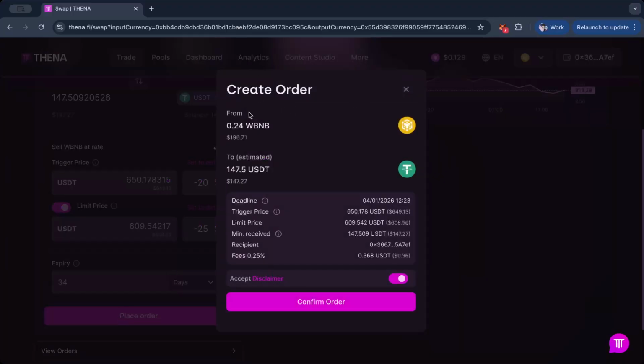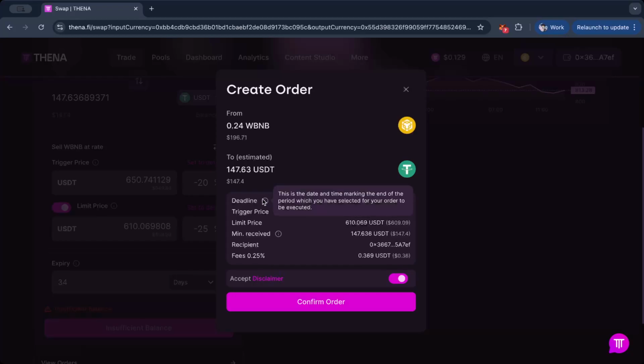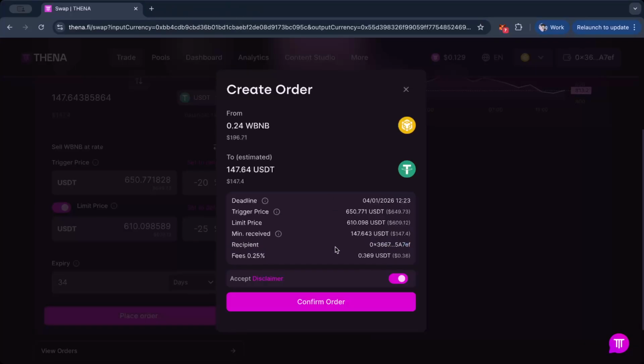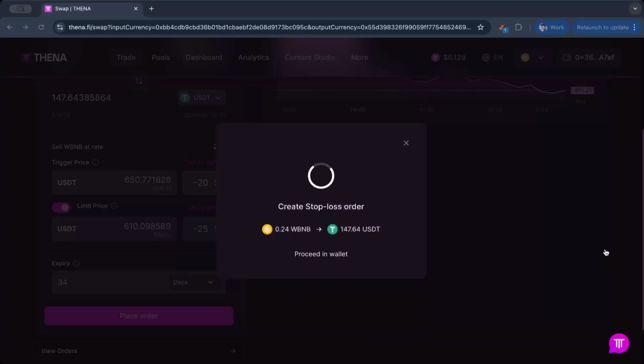And we have our input token, we have 2. We have our estimated amount that we'll get in USDT if this does in fact trigger. We have the deadline, aka the expiry, the trigger price, the limit price, minimum received, recipient, my wallet. Make sure that is your wallet. You can check it out easily. And then we have the fee price that you pay for using the Orbs L3. You have the disclaimer here, which, if this is your first time, will be unselected. We'll go ahead and confirm the signature request in our wallet. And just like that, the stop loss order is placed.